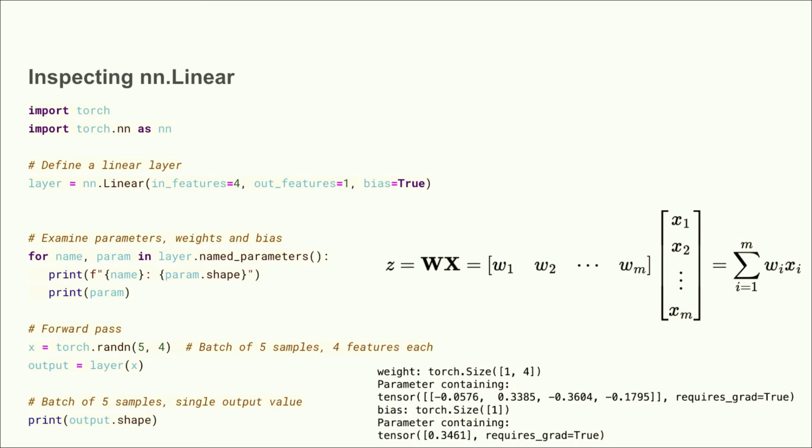Listing the parameters is important for us to see what is what. What are the weights and what are the biases. Each parameter has a name and shape, and this is very useful for debugging and inspecting models. The forward operation is done on a batch of 5 samples with 4 features each. The layer transforms each sample in the batch, and the output shape will be 5 by 1. The equation shows how the inputs multiply with weights to produce outputs.